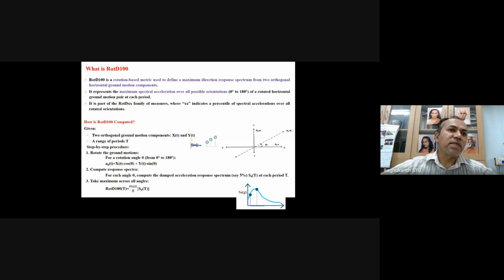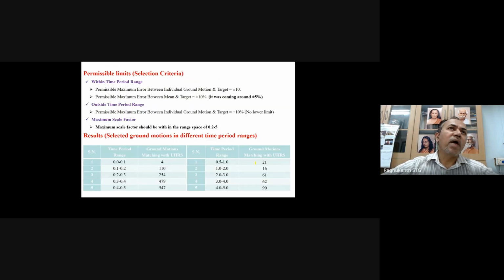RotD100 is just a slide to illustrate. For example, if you have ground motions in the x direction and the y direction, what we try to do is rotate basically. You rotate these 2 time histories by some angle theta, find the components, and find the response spectrum. Like this, you vary theta from 0 to 180, compute the response spectra for all the directions, and then compute the maximum. That is what they call RotD100. You have to do this for percentiles; the highest is RotD100, and RotD50 is the 50th percentile. So this should be calculated. Here, all the ground motions, 15 lakh time histories, are available.